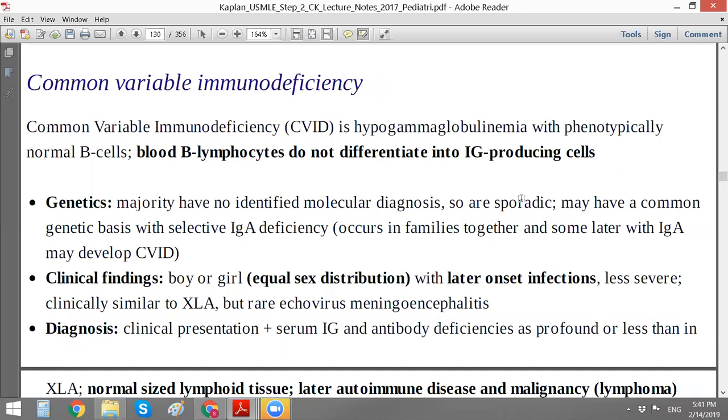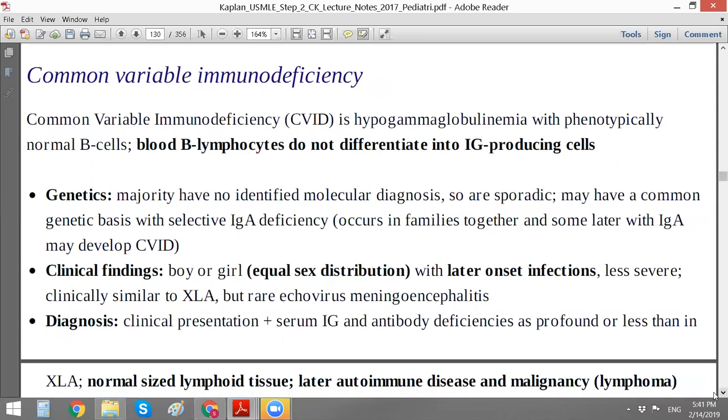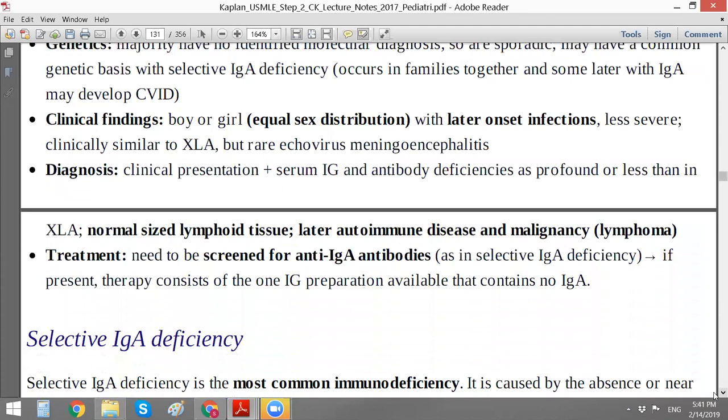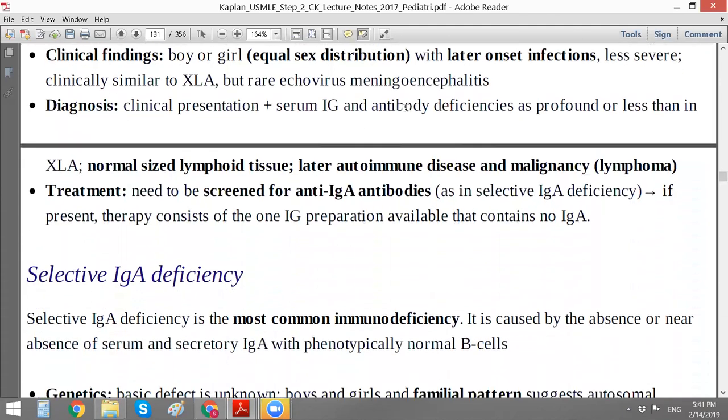Genetics: majority have no identified cause, sporadic. Clinically, equal sex distribution, later onset of infection. This is just like Bruton's but presenting late, like 17, 18 years old, adolescent or young adult. Low IgG antibodies and normal sized lymphoid tissue, later autoimmune disease and malignancy, so malignancy chances increase. Need to be screened for anti-IgA antibodies as in selective IgA deficiency. If present, therapy consists of the one Ig preparation available that contains no IgA.